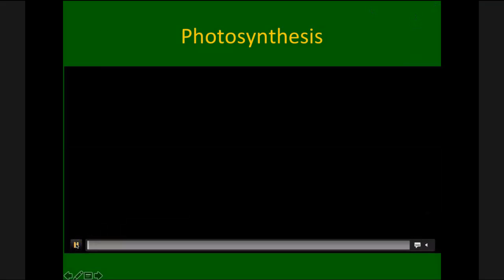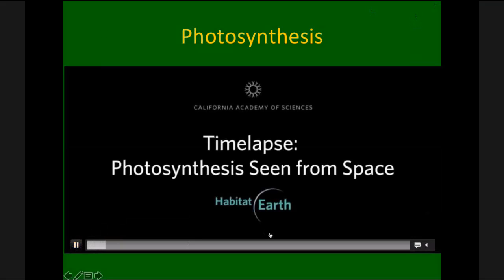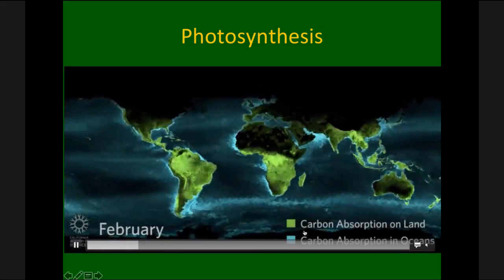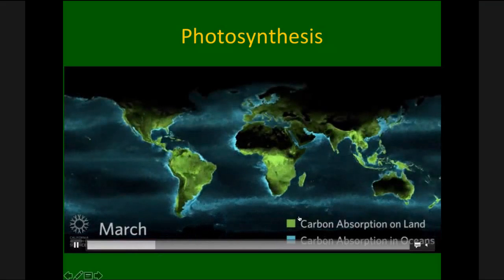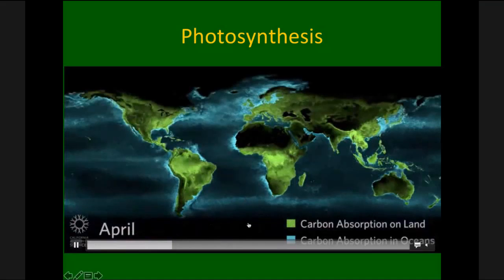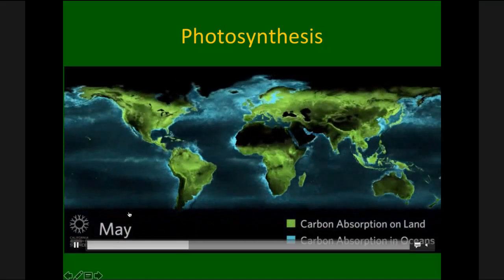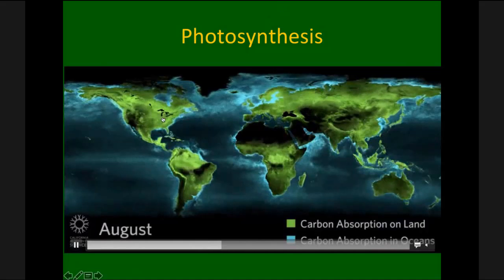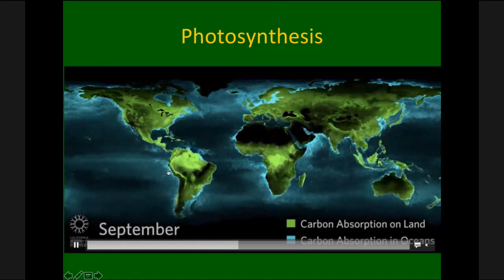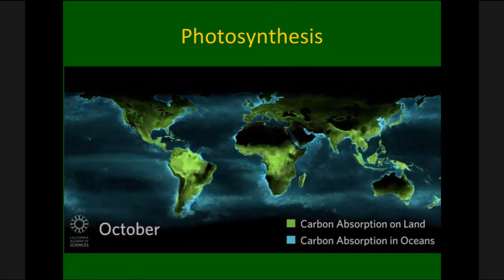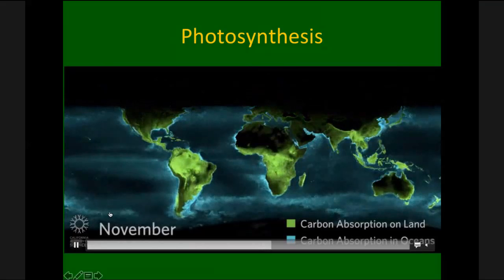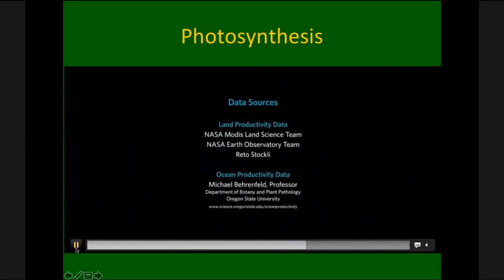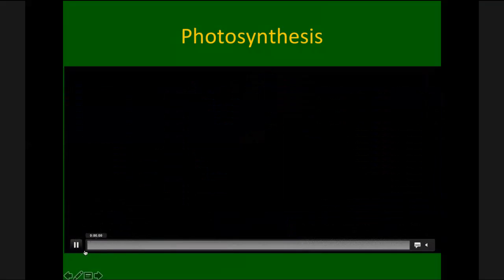I don't know if this is going to run. There it goes. So here's a cool little animation from Cal Academy of Sciences looking at photosynthesis rates in the land ecosystems and then the ocean ecosystems across the span of the year, right? And notice how it changes over the span of the year. What is happening here? Why are photosynthetic rates dropping? I'll play that one more time. Any ideas?